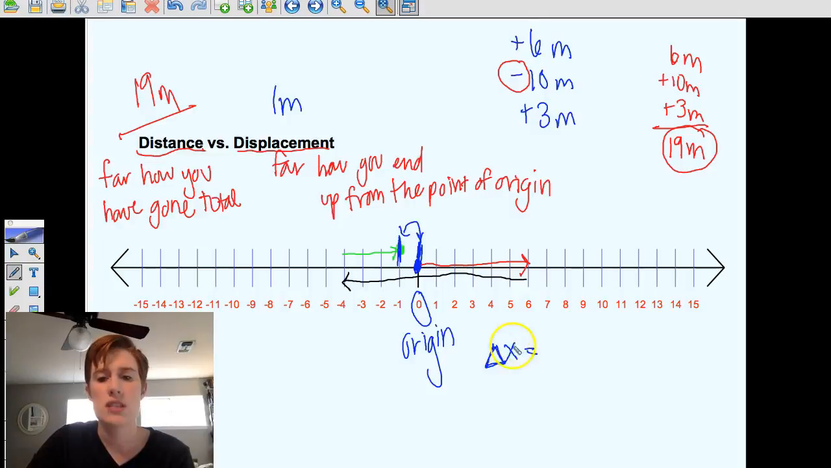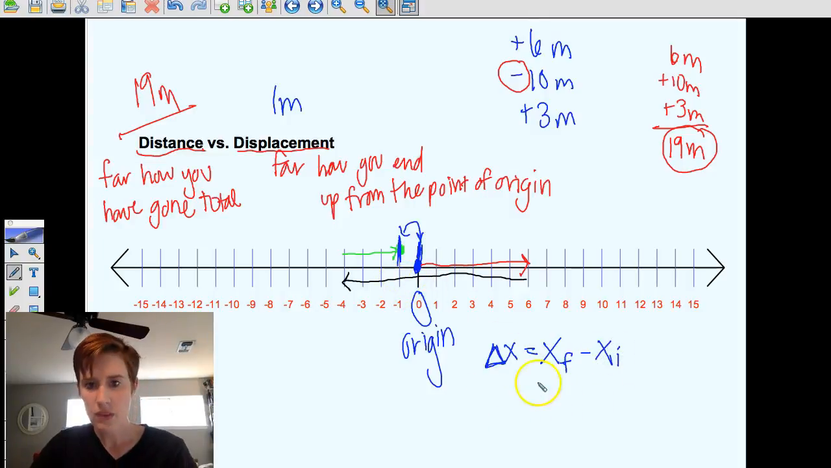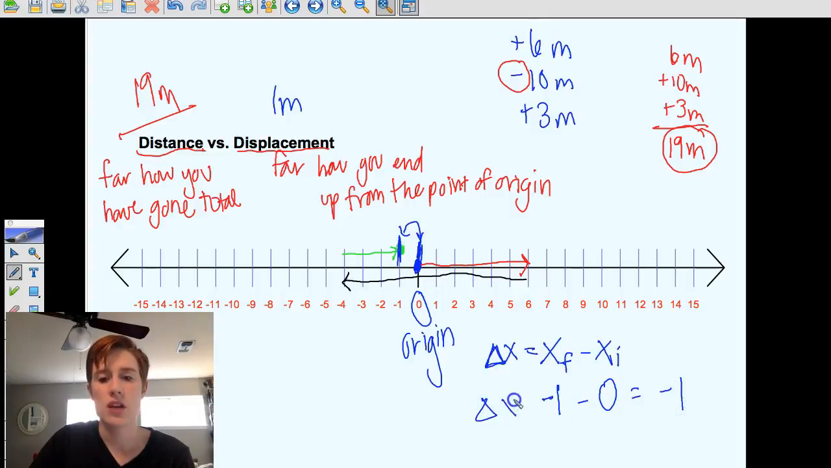It's the change in distance. So it's your final distance minus your initial distance that will give you your displacement. My final distance in this case was -1. My original distance was 0. So -1 minus 0 gives me -1. Okay, that's my change in distance.